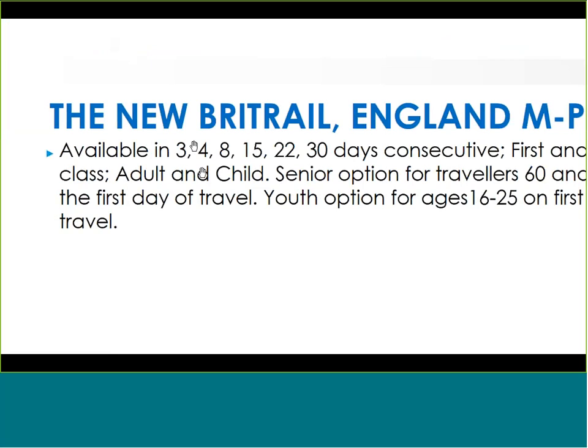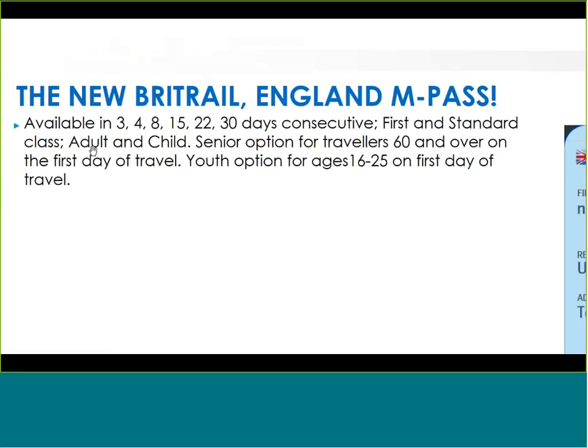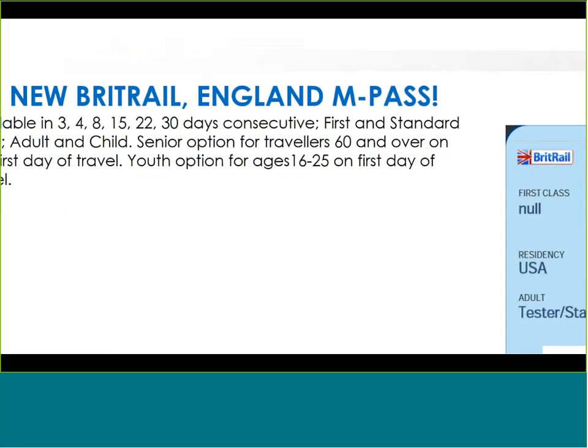The Britrail England M pass is currently available for 3, 4, 8, 15, 22 or 30 days of consecutive travel. It's available in first and standard class, and adult and child. There are senior options available also, for travelers 60 and over on the first day of travel, and there are also youth options available for ages between 16 and 25 on the first day of travel. So just to take away from this, it looks like the M pass is only going to be available for consecutive passes.